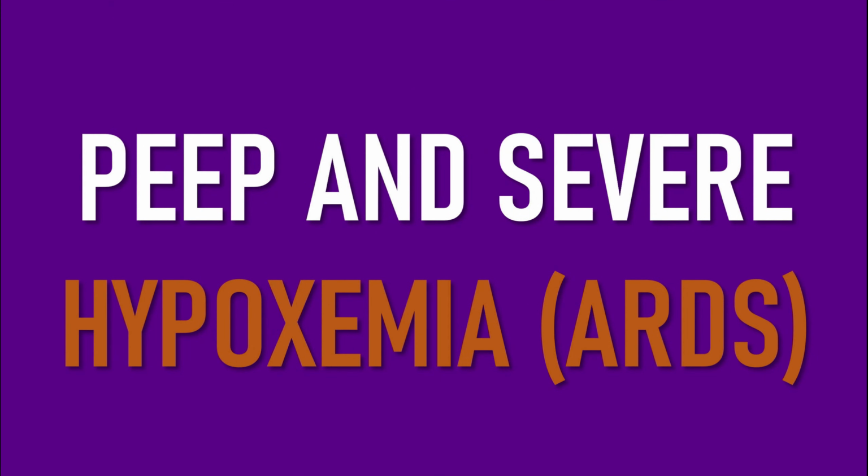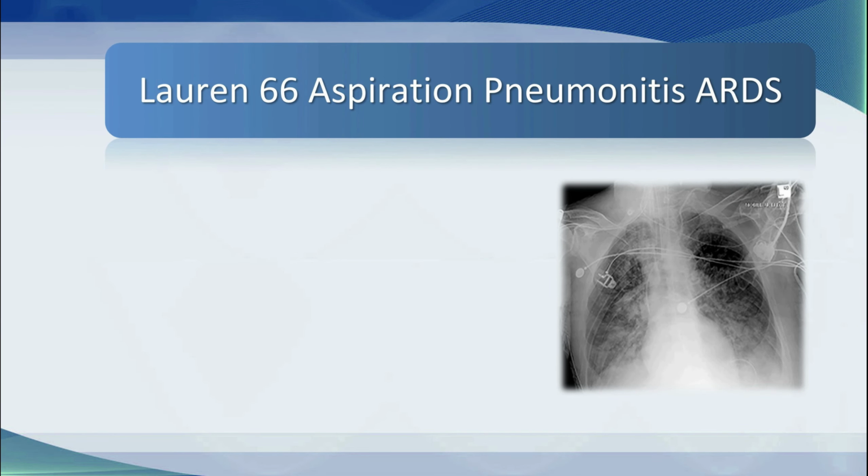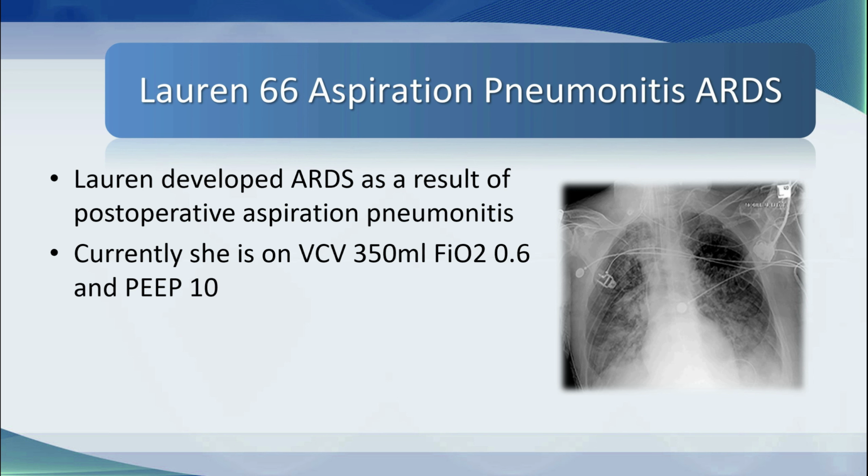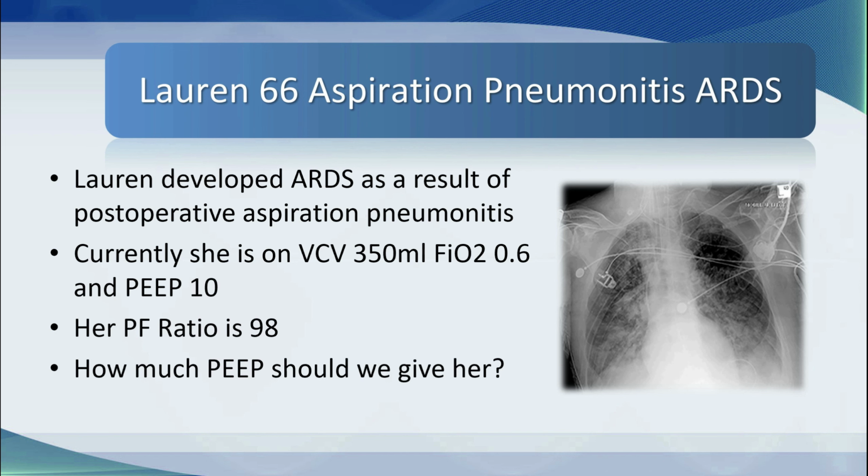PEEP and severe hypoxemia, as in the setting of acute respiratory distress syndrome. Lauren is 66 years old, and she has developed ARDS as a result of postoperative aspiration pneumonitis. Currently, she's on volume control ventilation, receiving 315 mils, an FiO2 of 0.6 and a PEEP of 10. Her PF ratio is 98. How much PEEP should we give her?